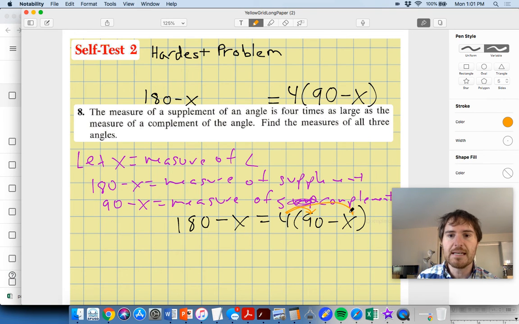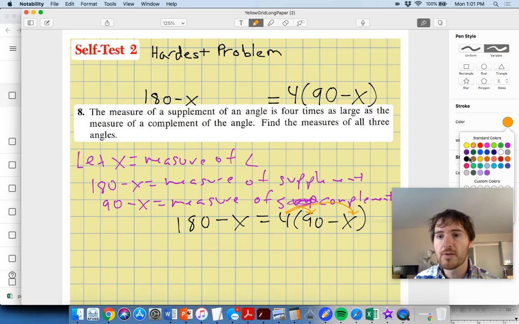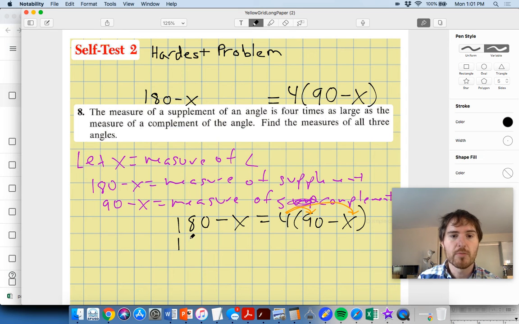Distribute that 4 to the 90. Remember, parentheses means multiply, and we have 2 different terms here, 90 minus x. That means 4 goes to 90, and 4 also goes to negative x. For those of you who are in Algebra 1 right now, you will review the distributive property very, very soon. So we get 180 minus x is equal to 4 times 90. You're going to get faster at mental math like this year for sure, because you have a lot of 90-degree angles, right? Right angles, complementary angles, add up to 90.